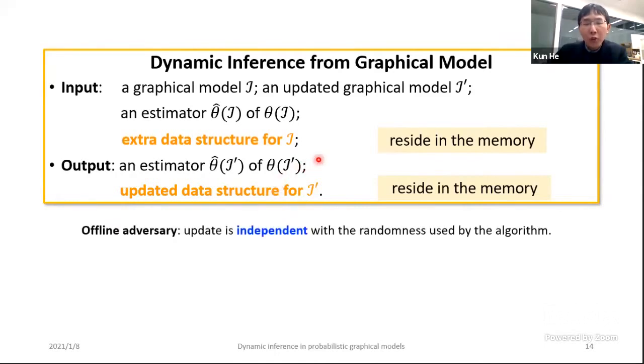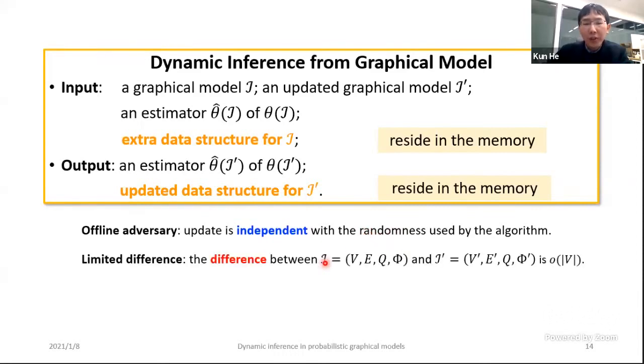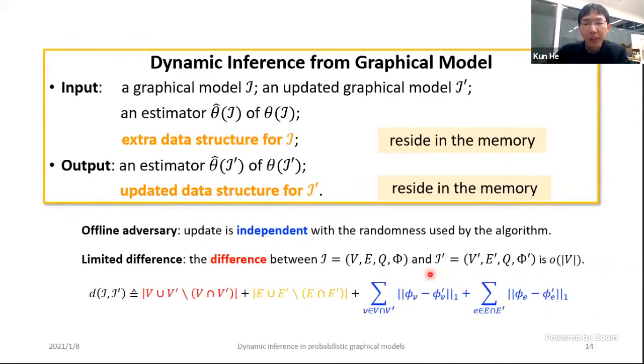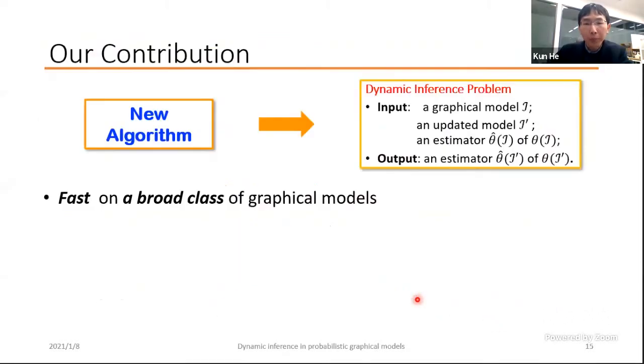In this paper, we assume that all the updates are generated by an offline adversary. In other words, the update is independent of the randomness used by the algorithm. We also assume that the difference between I and I prime is bounded. Otherwise, there is no faster dynamic algorithm than the static inference. Here, the difference between the two instances is defined as follows. The main contribution of this work is a new algorithm that solves the dynamic inference problem efficiently.